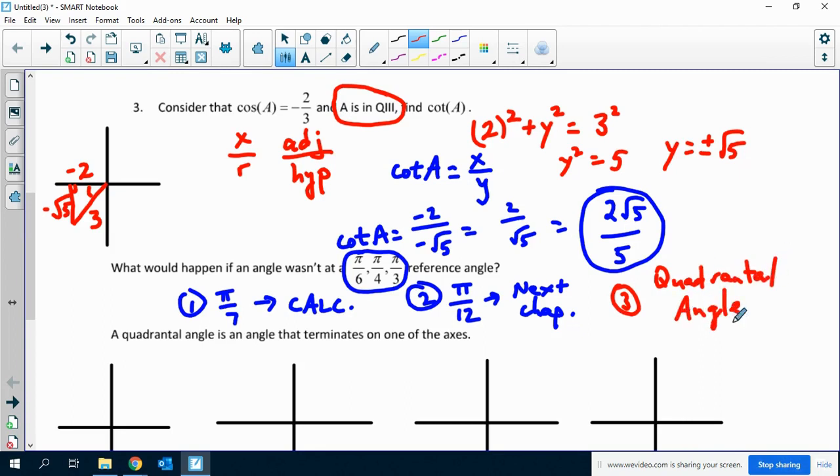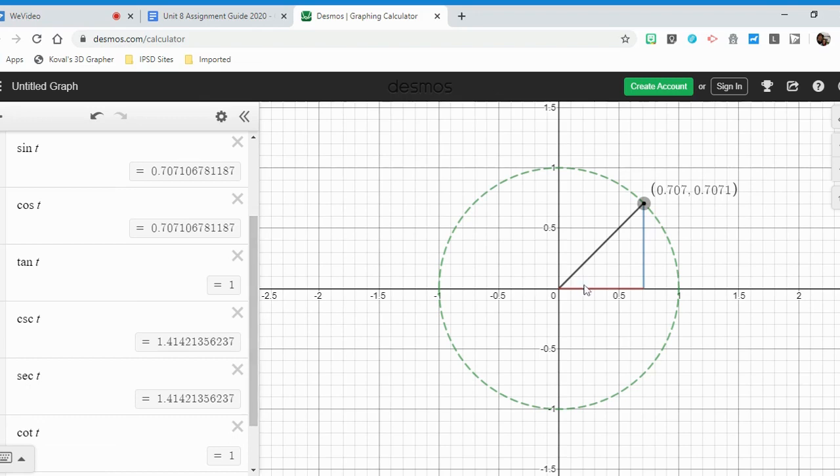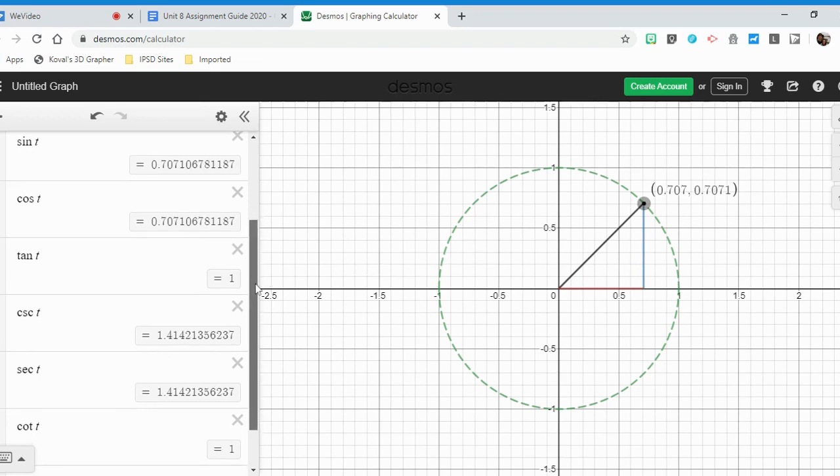Now, a quadrantal angle ends up where we have no triangle. We're about to take a look at triangles on the coordinate plane, and I have listed on the side sine, cosine, tangent, cosecant, secant, and cotangent. And so let's just kind of take a look at what happens. So I currently have it at the pi over 4 reference angle. So we can see root 2 over 2 as sine and cosine, root 2 as secant and cosecant, and then 1 as tangent and cotangent.